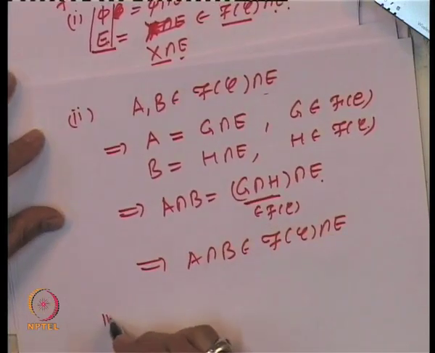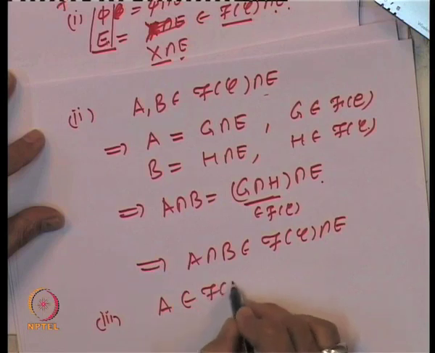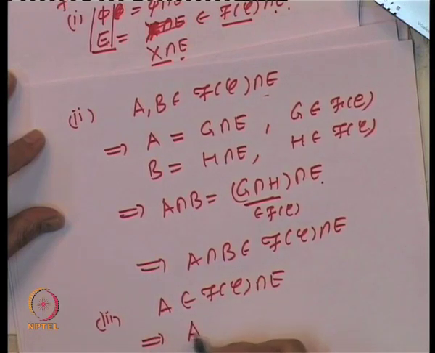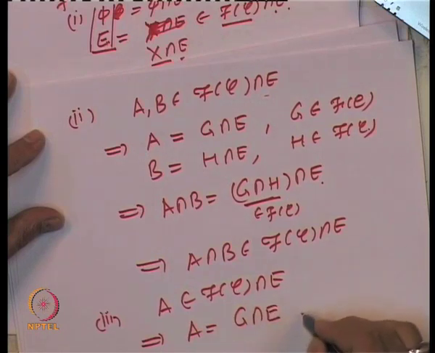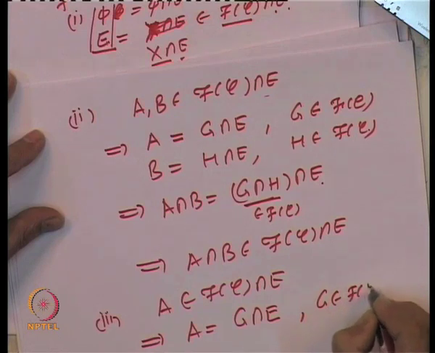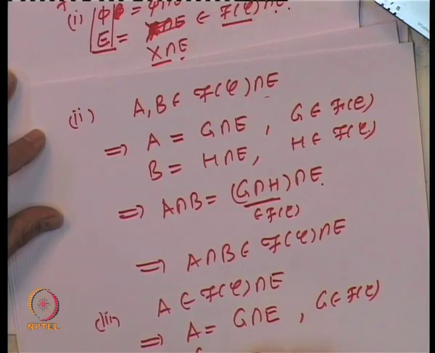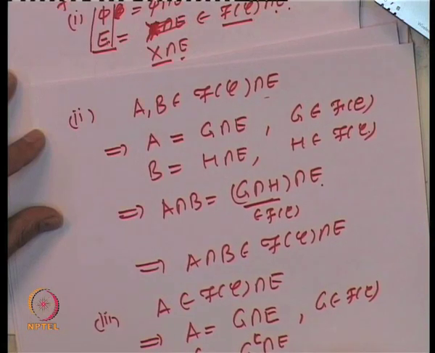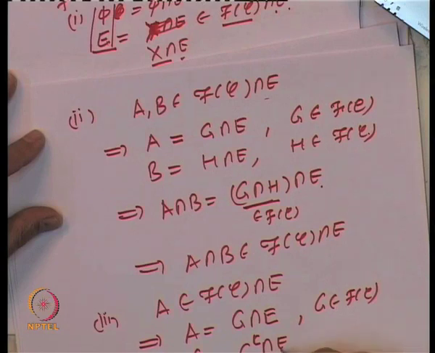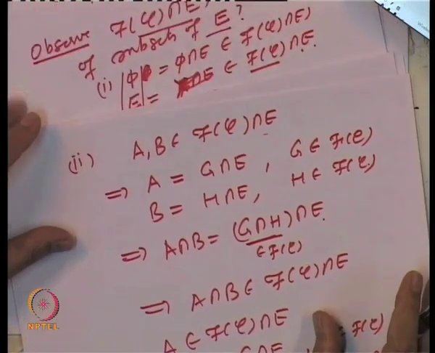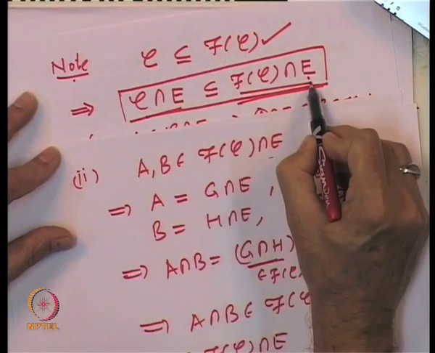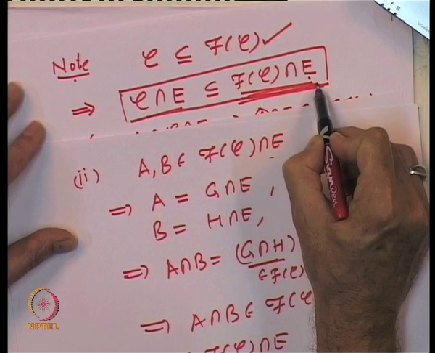And finally, let us look at the third. If A belongs to F of C intersection E, that means A can be written as some G intersection E, where G belongs to F of C. So, now let us look at A complement, but keep in mind that the A complement is in E. So, this is nothing but G complement intersection E. We are taking the complement inside the set E, because we are looking at the collection of subsets of E. So, this belongs to F of C intersection E. So, what we have shown is that C intersection E is a subset of this, and this collection is an algebra.